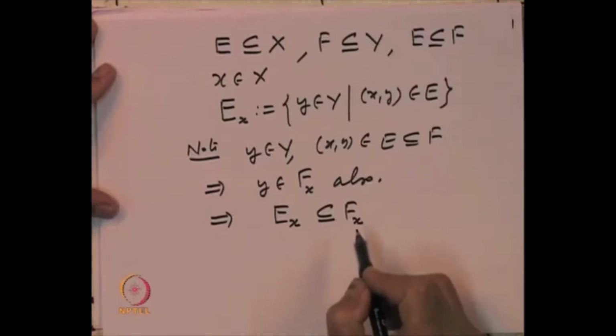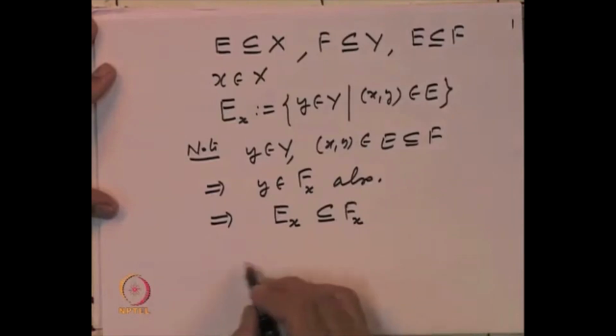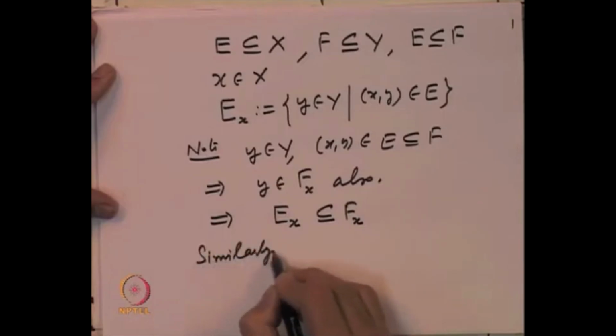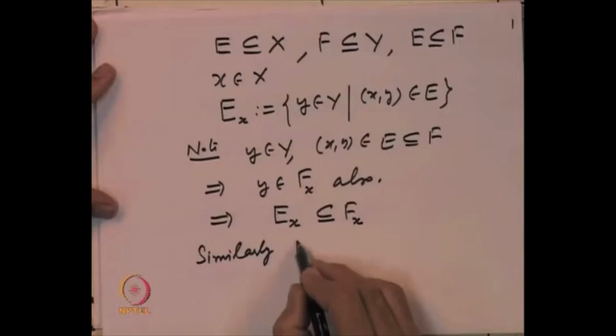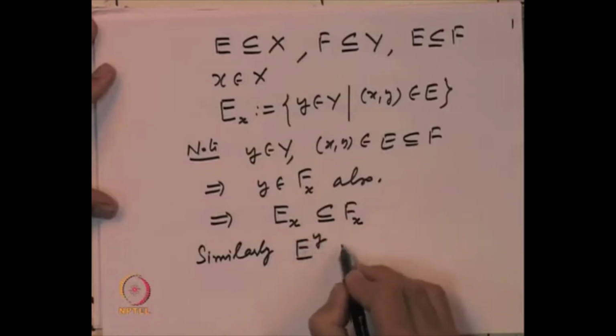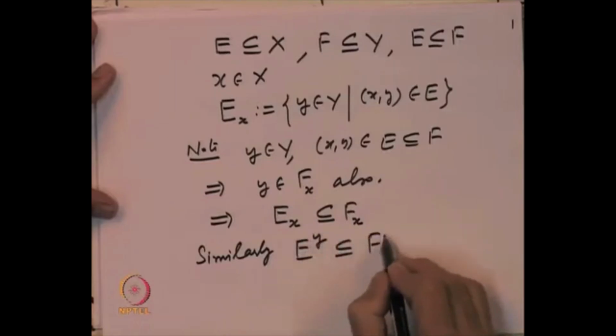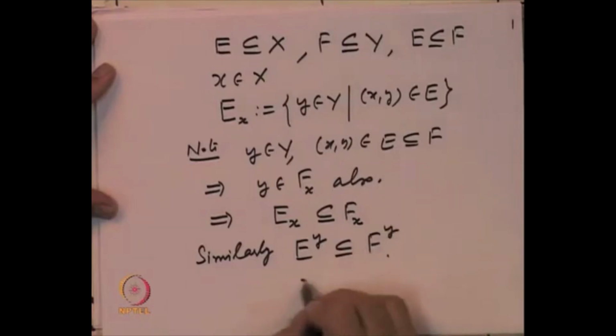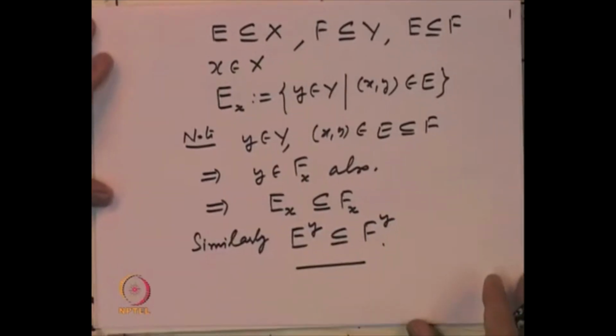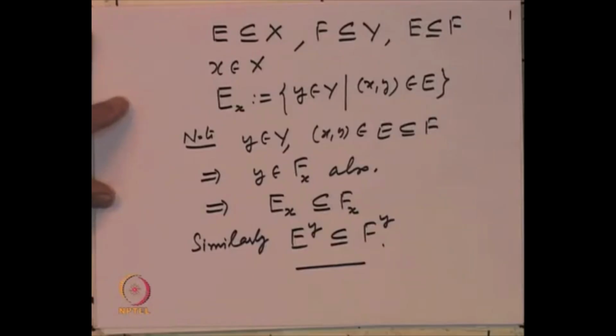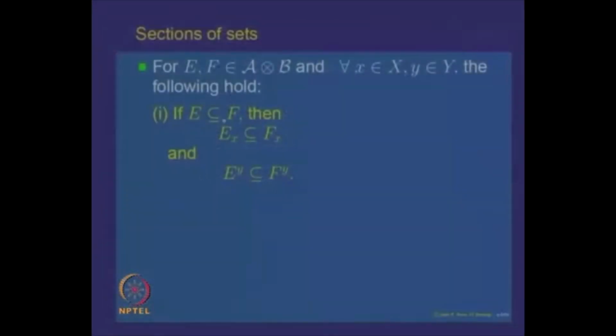And the other property is similar. Similarly, we will have that the section of E at y is a subset of the section of F at y. So these two properties hold. That is property 1. Here we do not use any fact that E and F are subsets in the sigma algebra A cross B. This is true for any subsets.